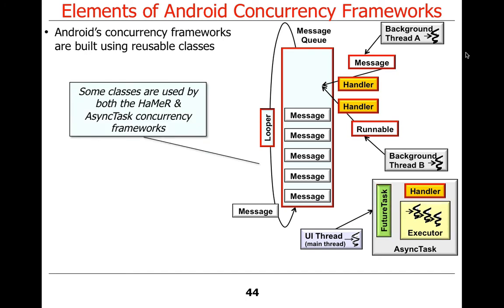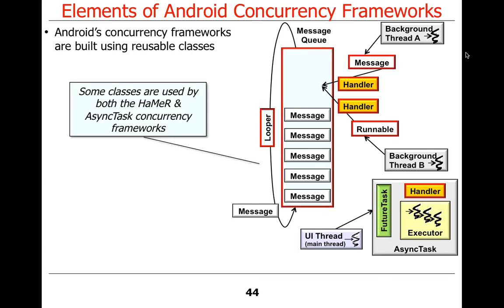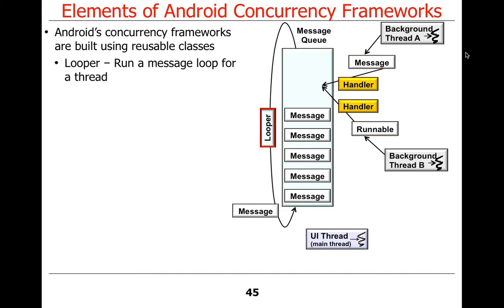Some of the classes are used both by the HaMeR framework and by the AsyncTask framework. So some things you get double duty. We'll talk about runnables, and you'll see how they're used in both environments. We'll talk about handlers. You'll see how they're used in both. And other things are very specific to a particular environment, especially the AsyncTask framework.